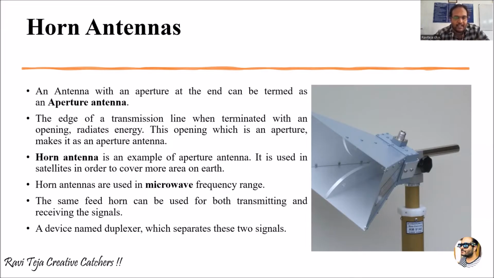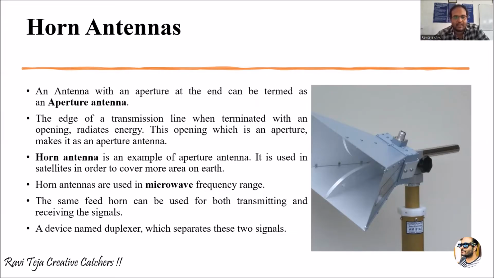The edge of the transmission line, when terminated with an opening, radiates energy. Whenever this antenna is terminated with an opening, it will be a wide open mouth kind of construction, which radiates energy in several directions. This opening, which is an aperture, makes it an aperture antenna. An aperture antenna is again nothing but the concept of a horn antenna. The horn antenna is the best example of an aperture antenna.